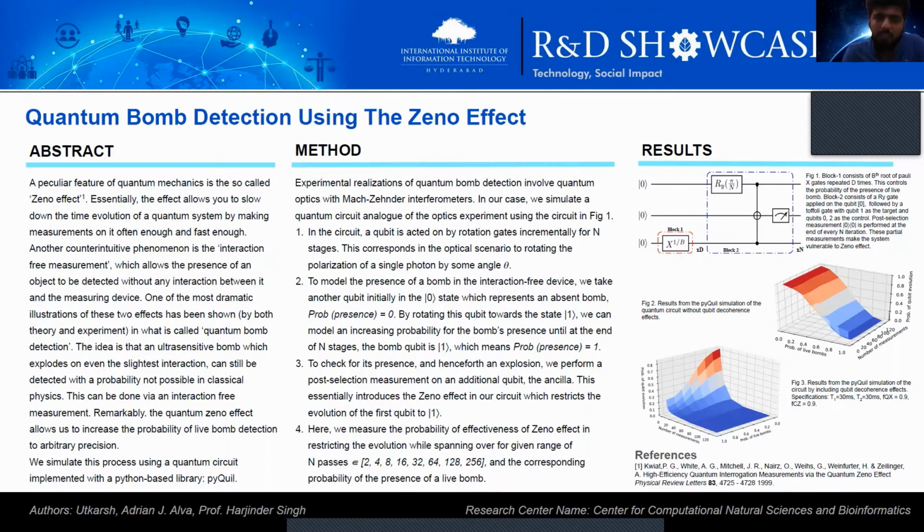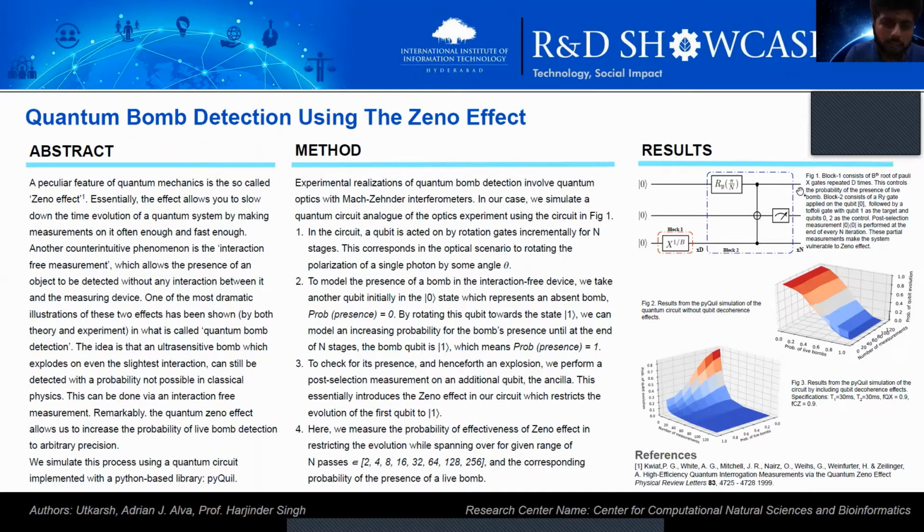Experimentally, we try to do such an experiment using Mach-Zehnder interferometers. But since we lack a quantum optics lab, we will simulate a quantum circuit, which is the analogue of the optics experiment. This quantum circuit is shown on the right-hand side, in the first figure.